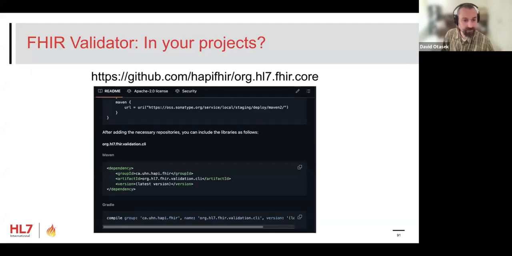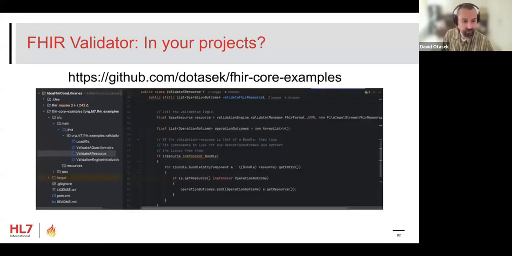And if you're interested in using the validation code in your own projects, the best place to start is in the core library README. This is available on the landing page of the GitHub project, and it will get you started with all the necessary build and import information. There's also a dedicated project that I started, which works through several examples of using the library in a Java project.